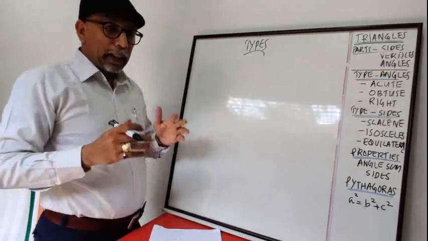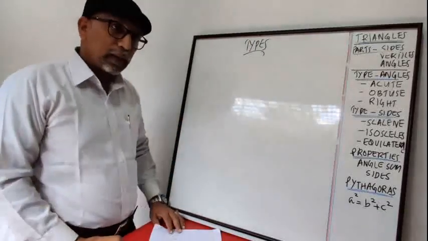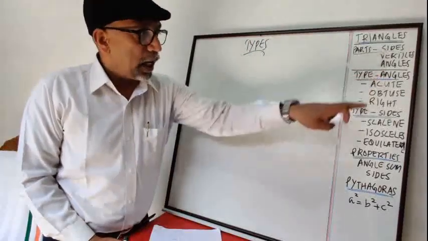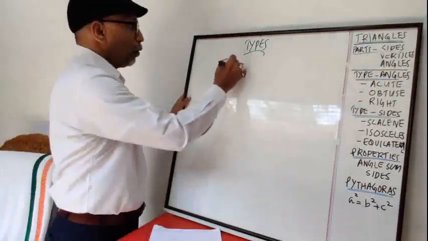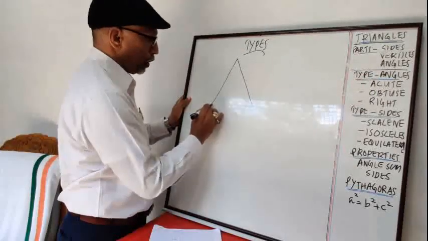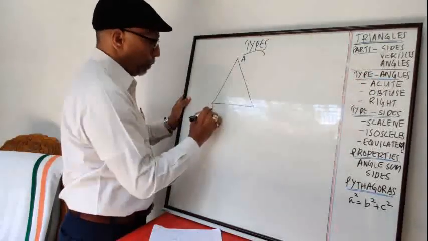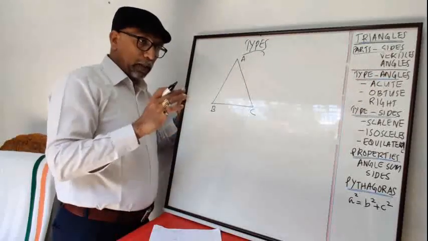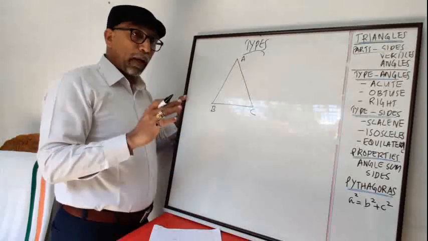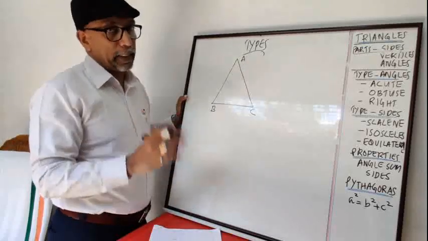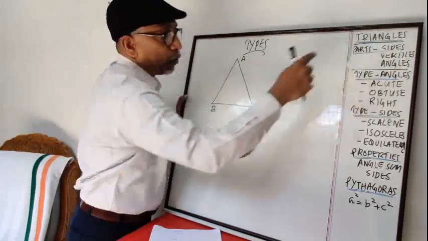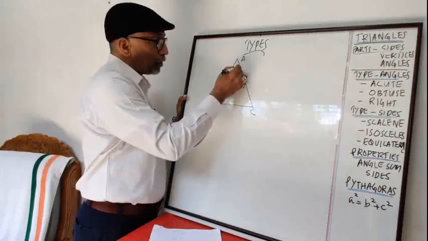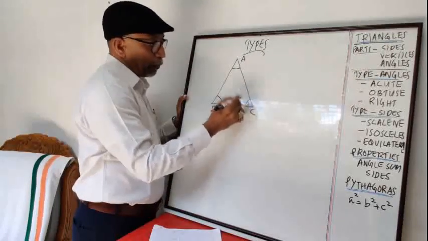The name or the type of the triangles is actually classified by looking at the angles and by looking at the sides. So if you draw a triangle here, see, this is a triangle, triangle A, B, C. Now you can classify and name the triangles by looking at the angles and by looking at the sides. Now we are going to learn about it by looking at the angles first. So what are these types of triangles?